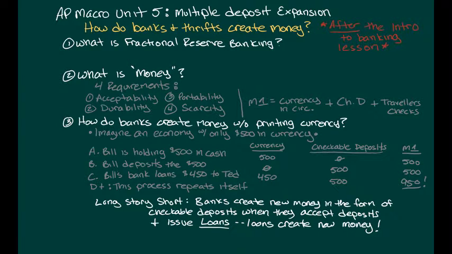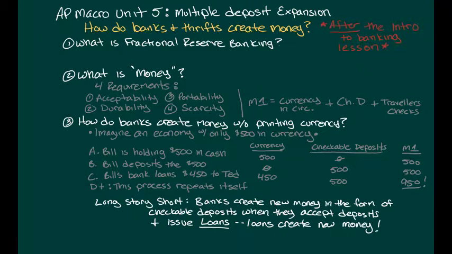So Bill can go to the store and swipe his debit card and spend his checkable deposits just as easily, if not easier, than his $500 in currency. So at scenario B, we have $0 in currency in circulation and $500 in checkable deposits, giving us a value of M1 of still $500. So nothing has actually changed.